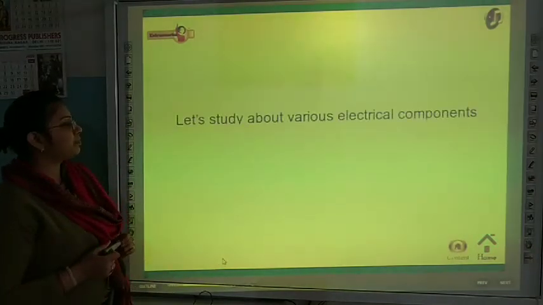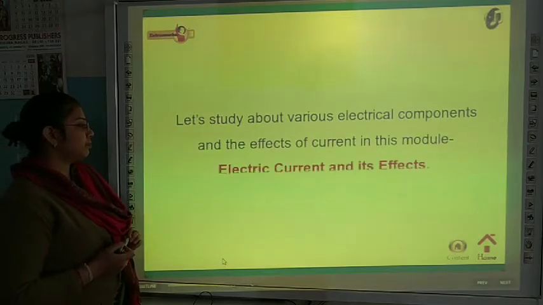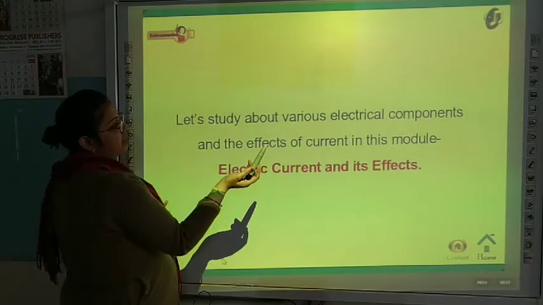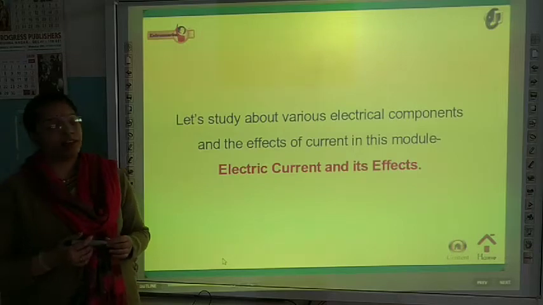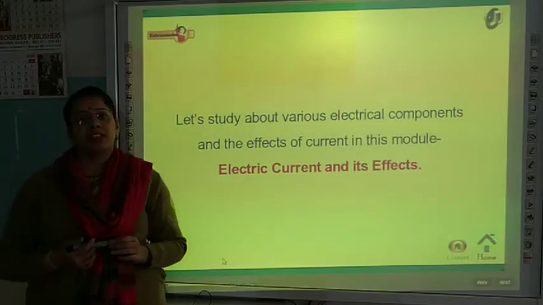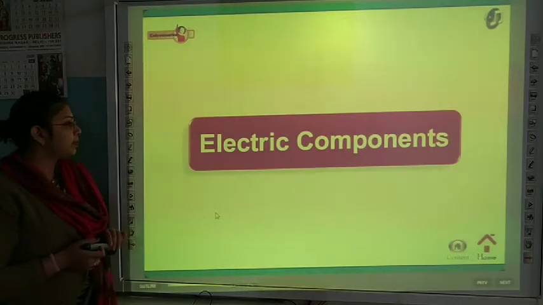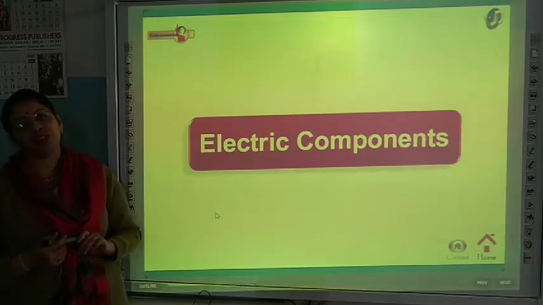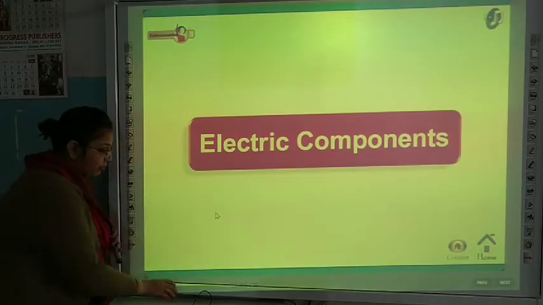Let us study about various electrical components and the effects of current in this module, electric current and its effects. So dear students, let us study about the various electrical components. तो इस मॉड्यूल में हम बहुत सारे इलेक्ट्रिक करंट्स के इफेक्ट के बारे में पढ़ेंगे, जैसे कि मैग्नेटिक इफेक्ट, हीटिंग इफेक्ट. Let us begin with an animation on electric components and their symbolic representation. यहाँ पर एक एनिमेशन हम देखेंगे इलेक्ट्रिक कंपोनेंट्स के बारे में और उनकी सिंबल्स के बारे में समझेंगे.